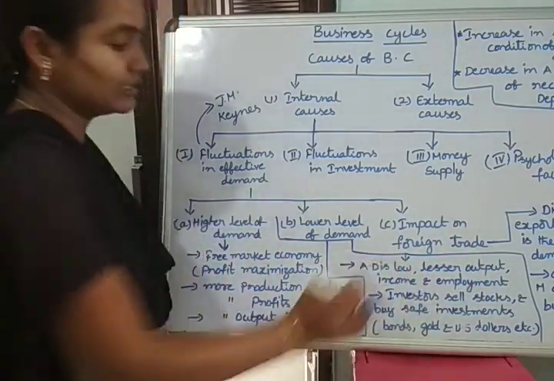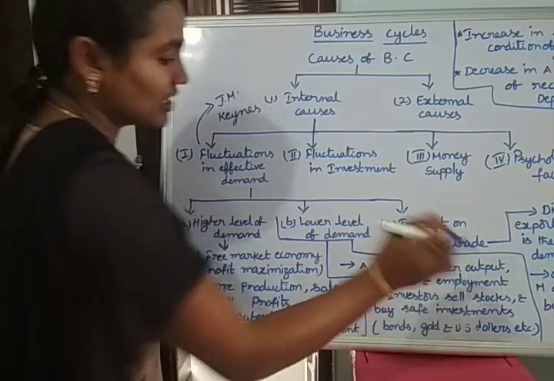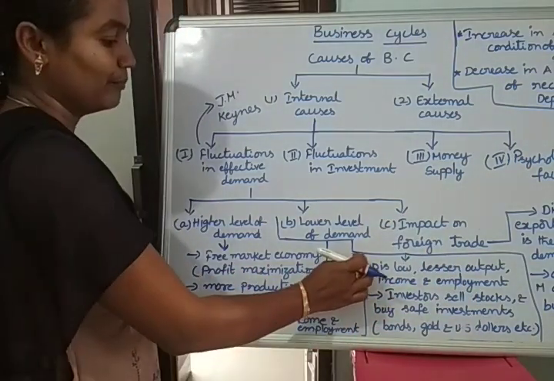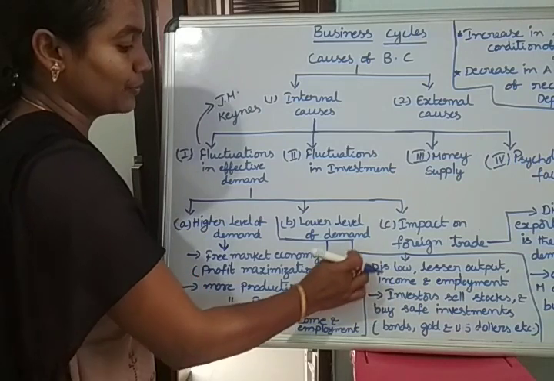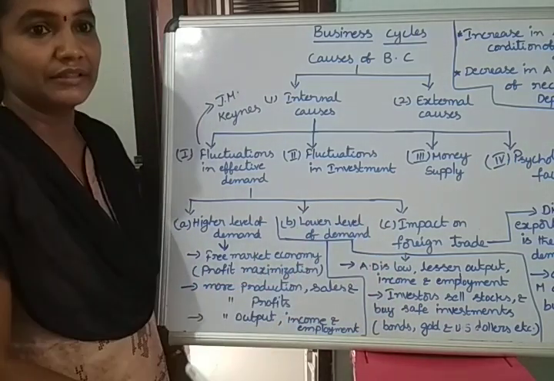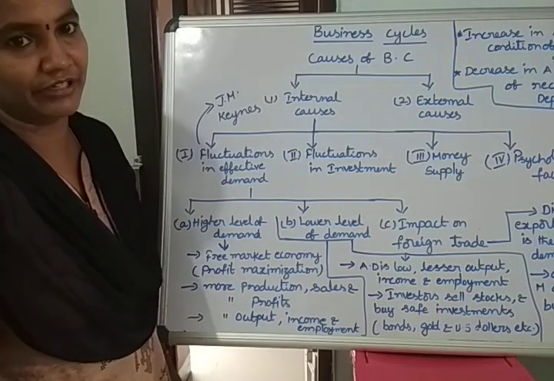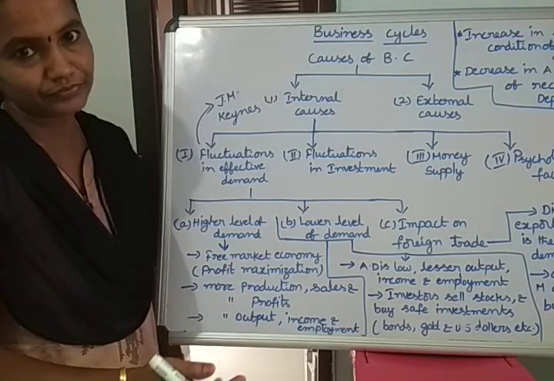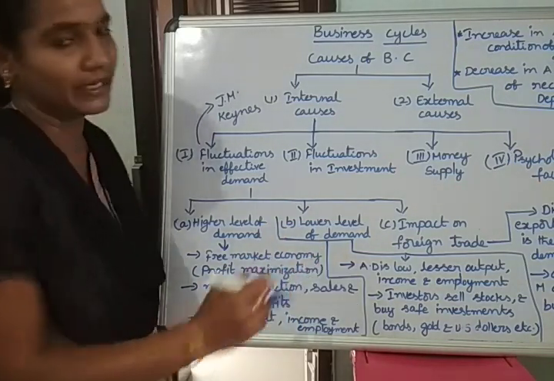Then automatically income will be decreased. Employment is also decreased. So totally it mainly depends upon the aggregate demand only. Producers try to get maximum profits, and only then do they try to produce more quantity of output.